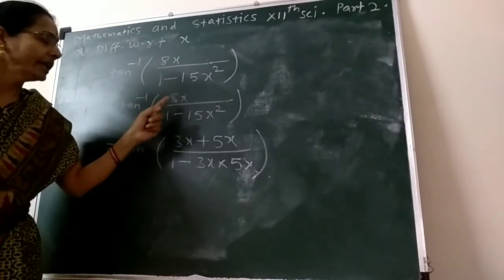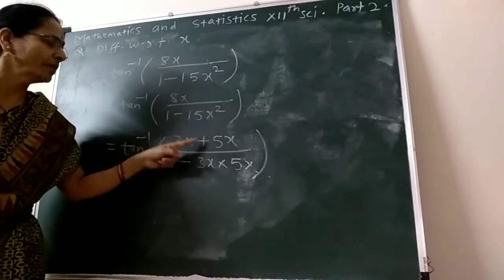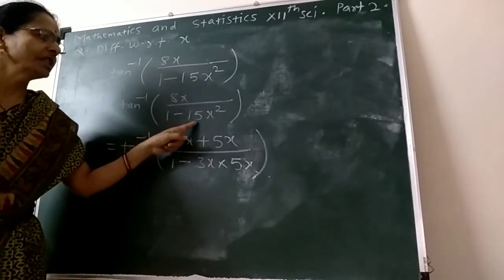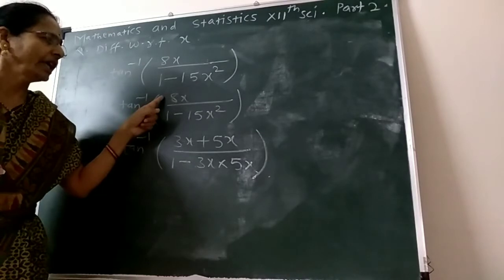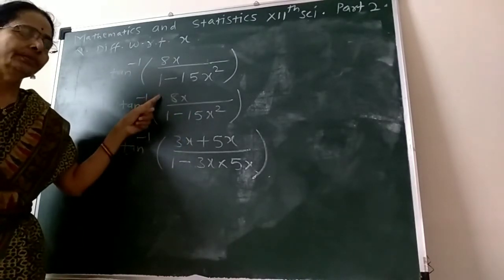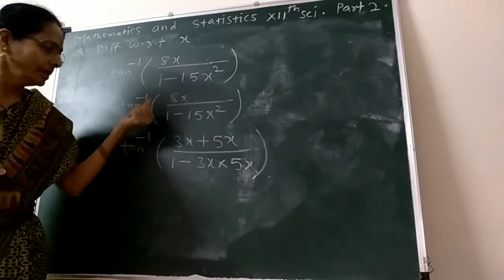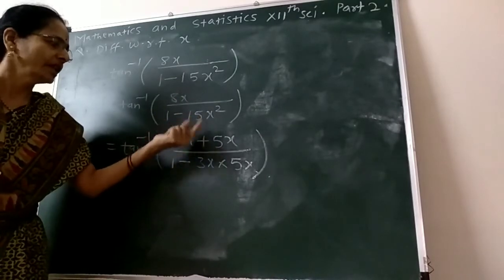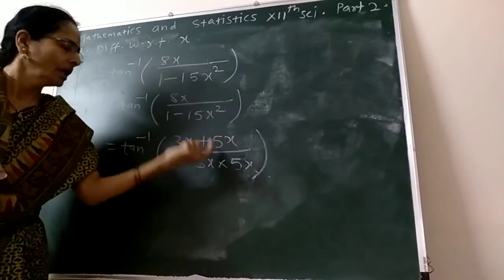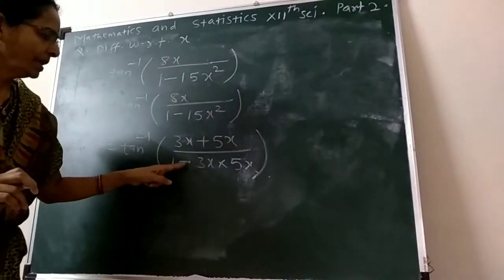8x is a sum of terms. Since there is a minus sign here, we must take a sum of two terms such that the product is 15. Sum of two terms is 8, product is 15. The terms are 3 and 5. Sum is 8, product is 15. 3x plus 5x, 3x into 5x. 8x is there, and the product is there. Here is the plus sign, here is the minus sign.